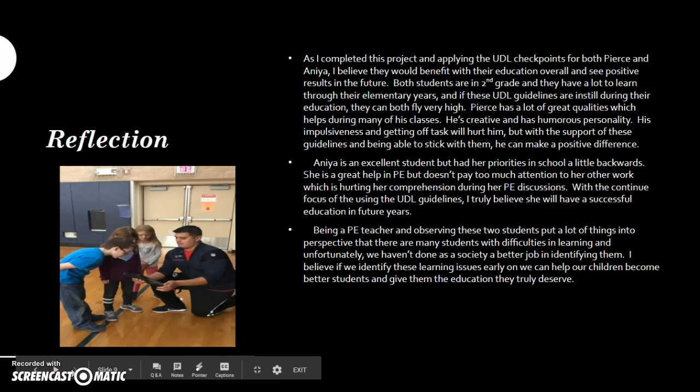Lastly, with my reflection, I felt that with both Anaya and Pierce, putting these UDL checkpoints in place is going to help them big time. As a PE teacher observing this, I noticed that a lot of students go through a lot of difficulties in their learning process. And I believe if UDL strategies, checkpoints, and guidelines are applied with each one of these students, they could have a successful educational career.